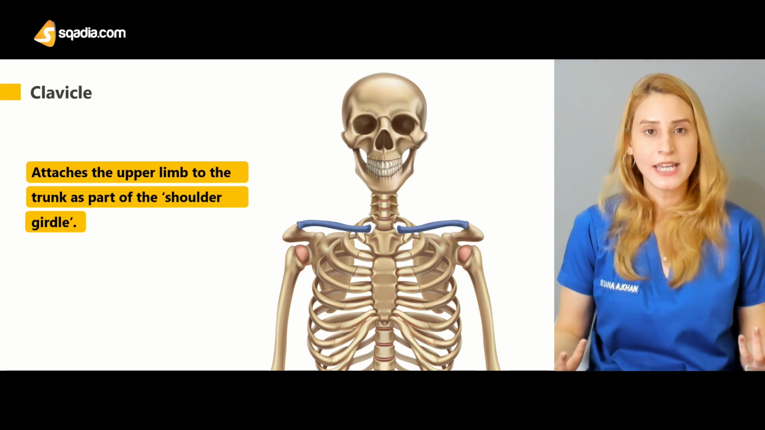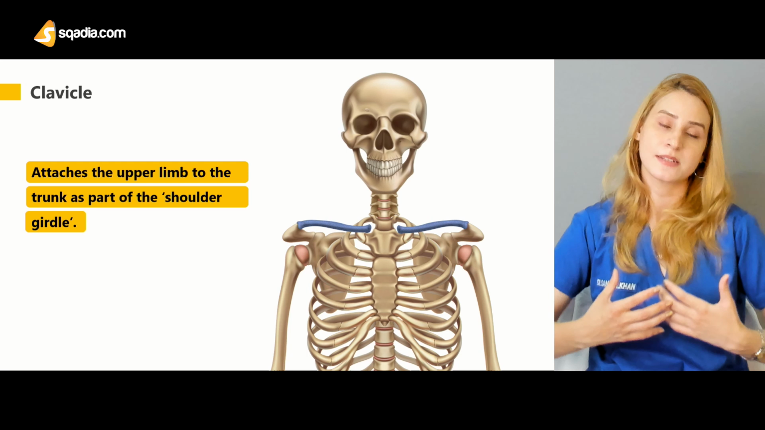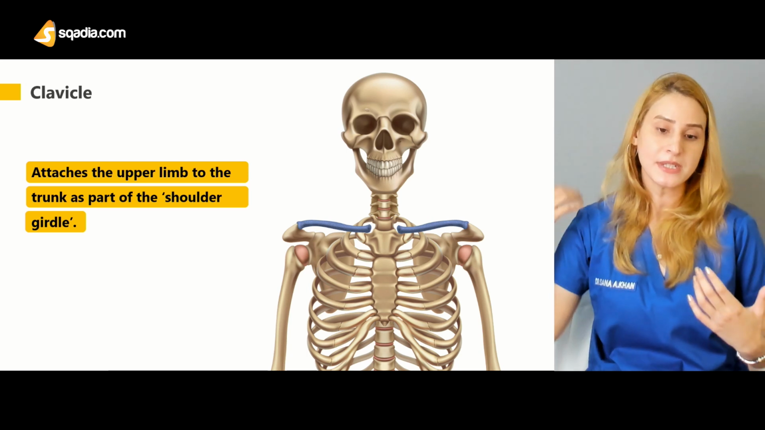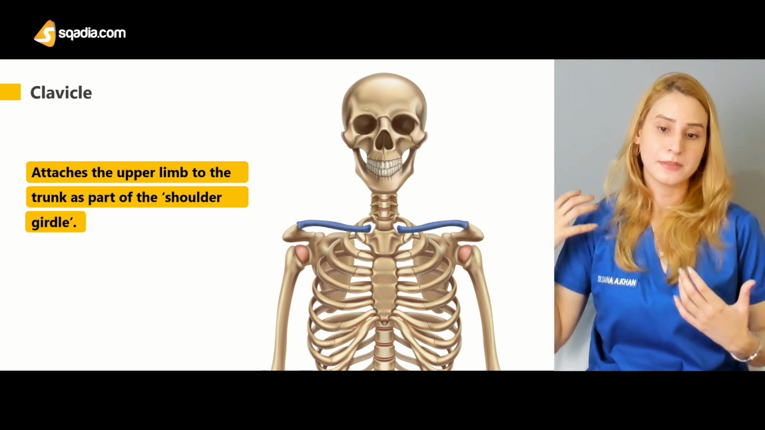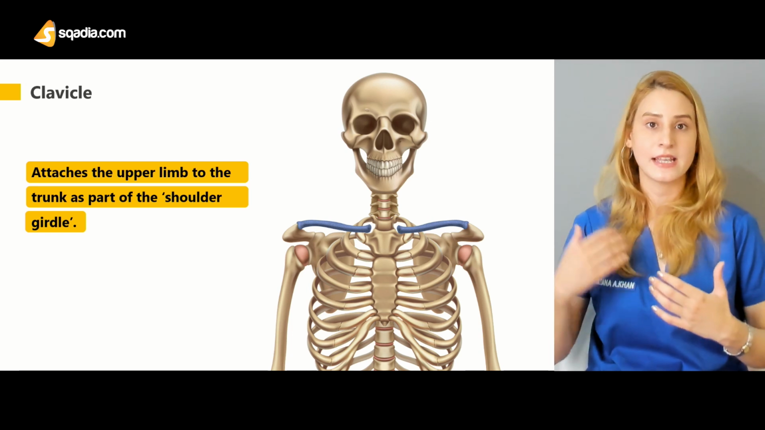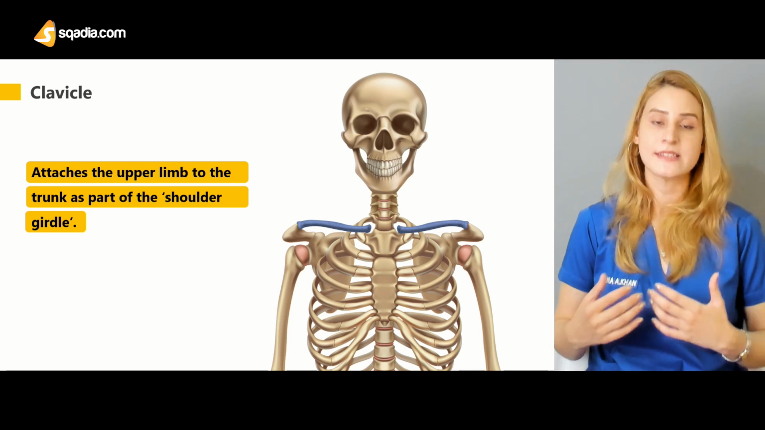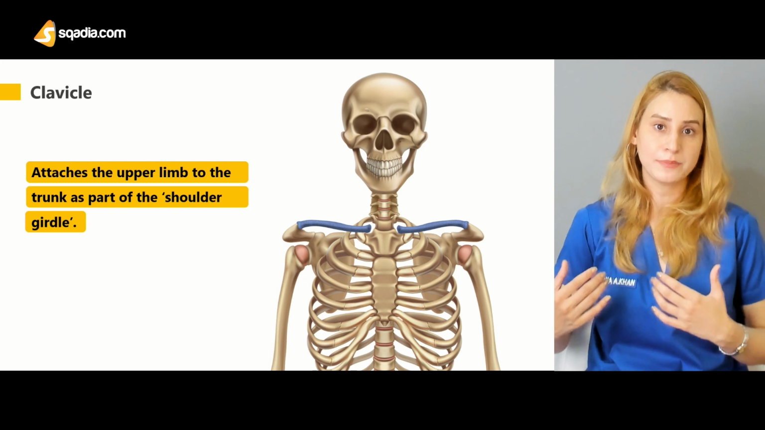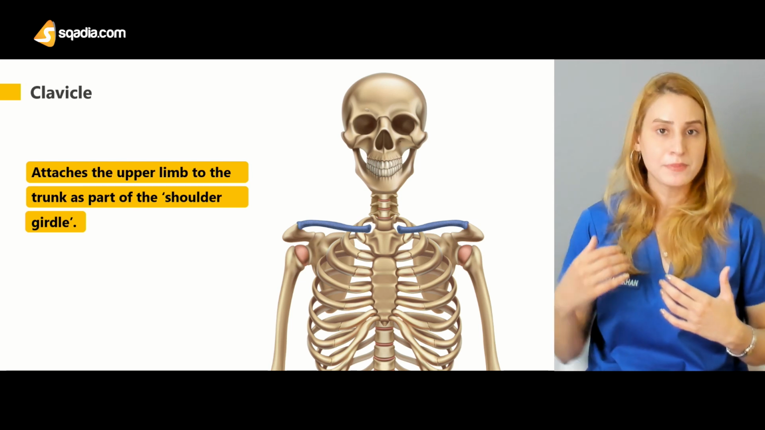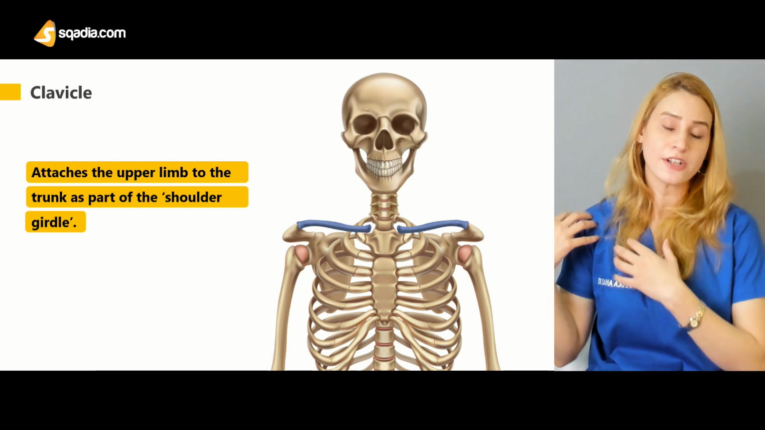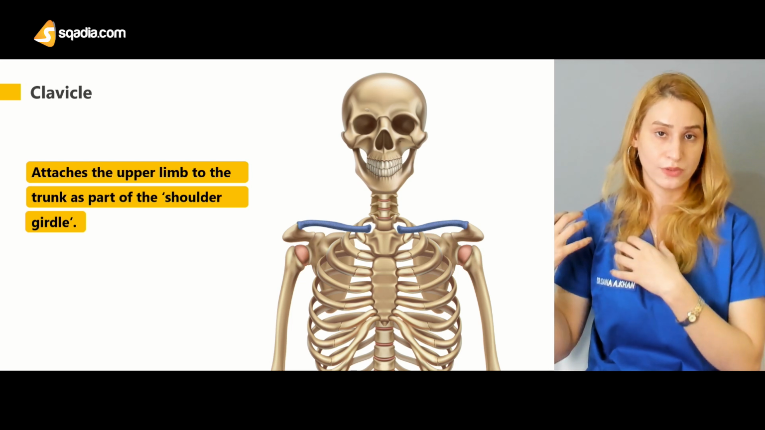So what actually does it mean, the shoulder girdle? That means there are some kinds of movements, like rotational movements, forward bending and backward bending, and abduction and adduction movements. They're all taking place at the shoulder joint and the shoulder girdle.